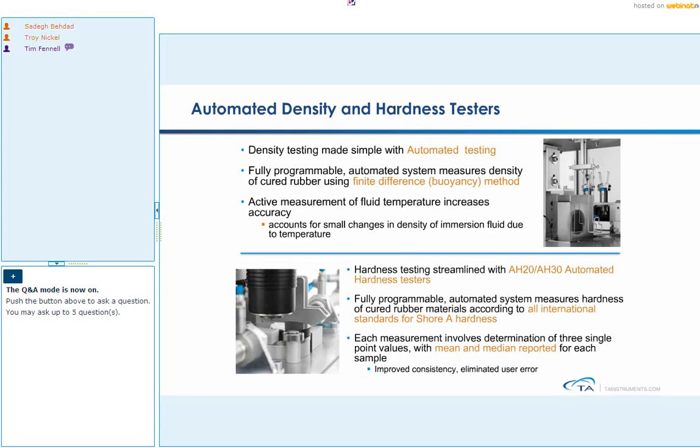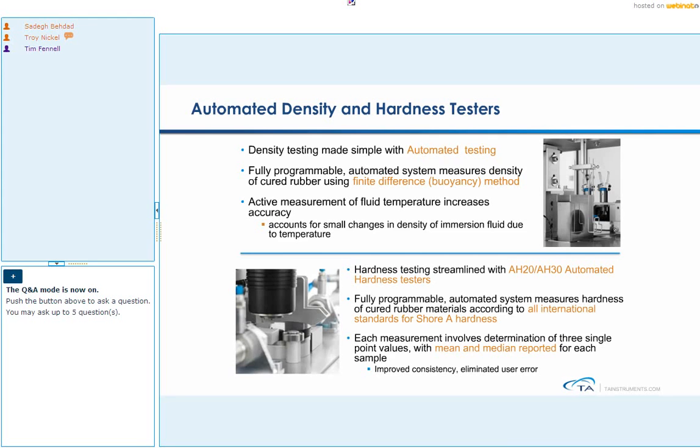First step, like we talked, is measuring the density and hardness. At TA, we have two automated machines that can do automated density measurement and automated hardness testing. Typically, the samples for density measurements are 30 to 45 millimeters in diameter. You can load up 20 to 30 samples.